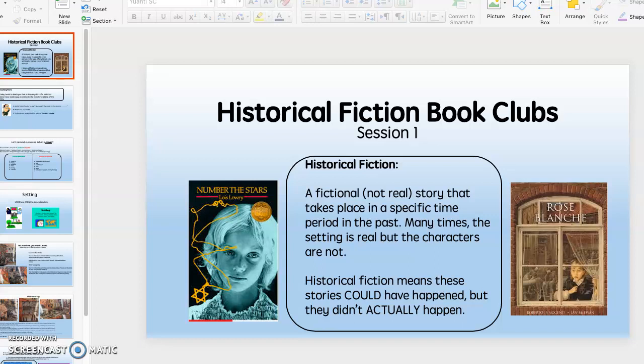Before I give you the teaching point, I just want to give you a little background information about historical fiction. Some of you might already know, but for those of you who don't, historical fiction is a story that is fake or fiction, not real, that takes place at a time period in the past. A lot of times, the setting is very, very real, but the characters might be made up. Historical fiction basically means that the story you're reading could have been true and it was really realistic, but it didn't actually happen.